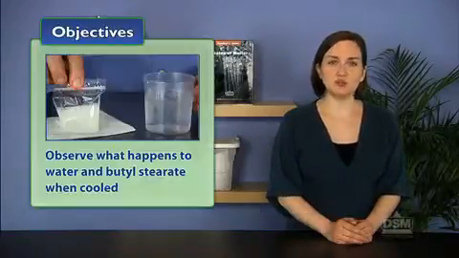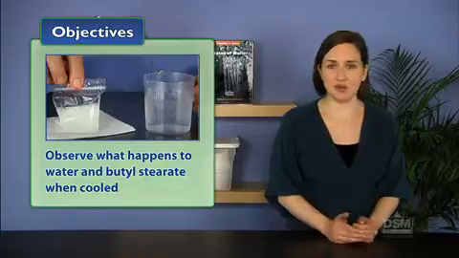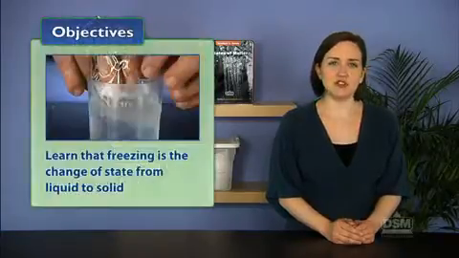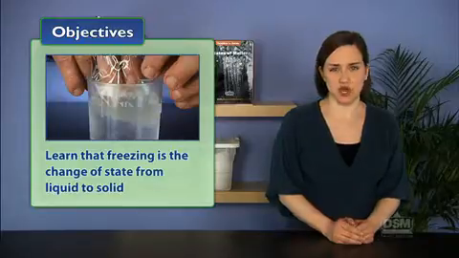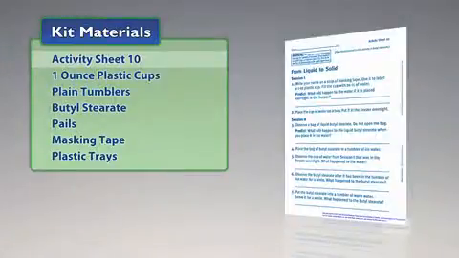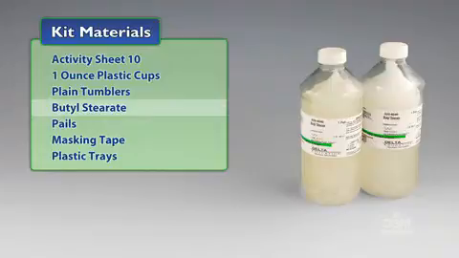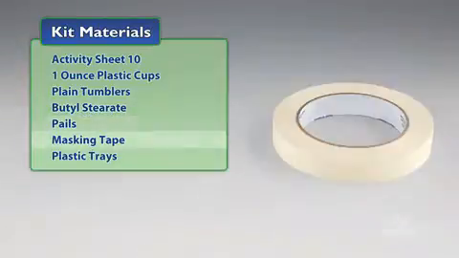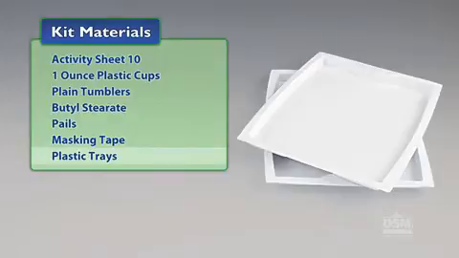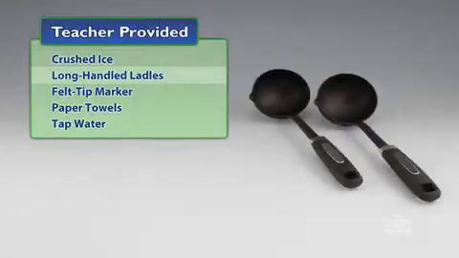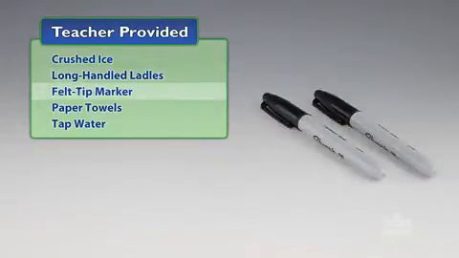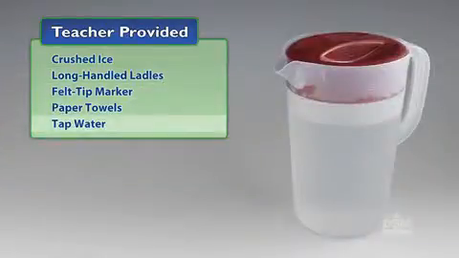In Activity 10, From Liquid to Solid, students observe what happens to water and butyl stearate when they are cooled. The students learn that freezing is the change of state from liquid to solid. You will need the following materials from the kit: Activity Sheet 10, 1-ounce plastic cups, plain tumblers, butyl stearate from Activity 7, pails, roll of masking tape, and plastic trays. You will also need to provide crushed ice, 2 long-handled ladles, black felt tip marker, paper towels, and tap water.